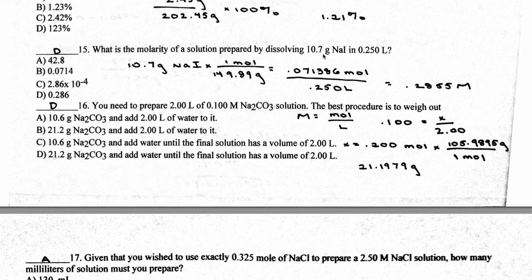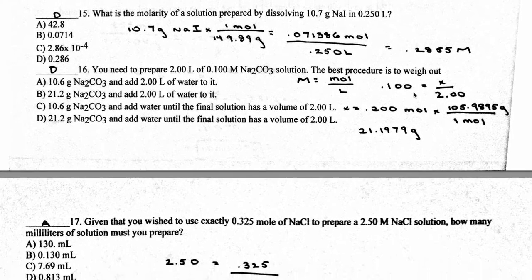For molarity, it tells you the grams of NaI and the volume of solution. So since molarity is moles per liter, I've got to convert this to moles. So grams on bottom, moles up top. Here's the molar mass of NaI, so that's the number of moles. And I divide it by liters, so here's my concentration. So the answer is D.